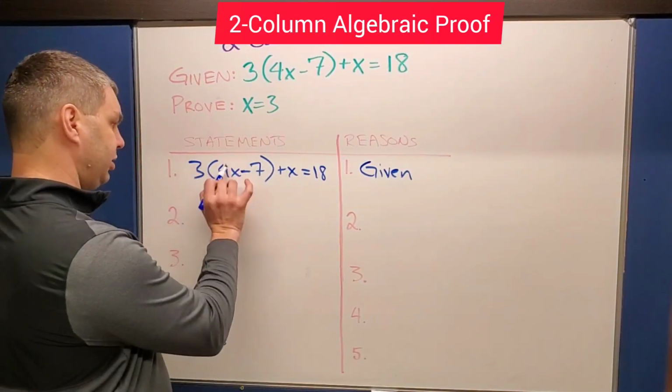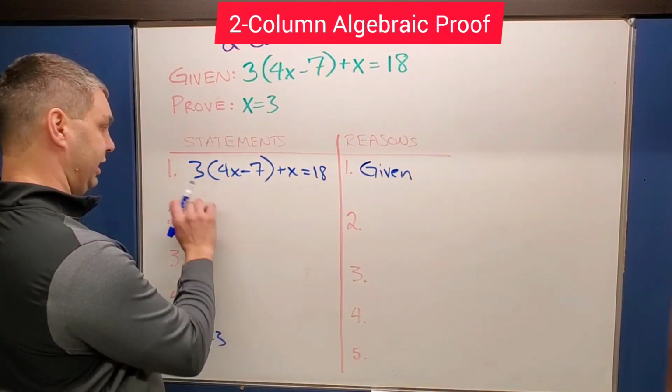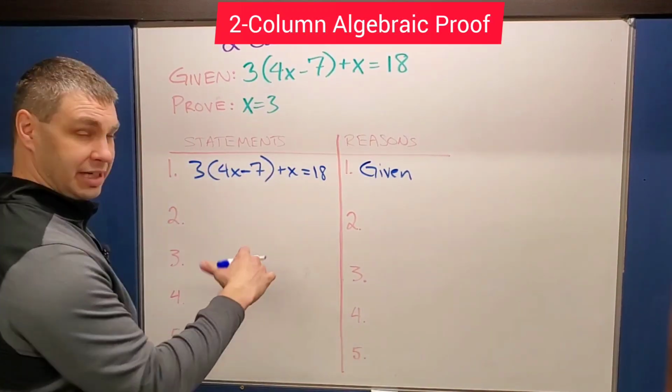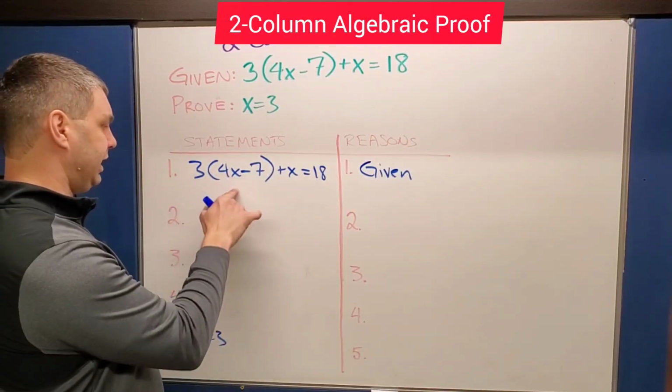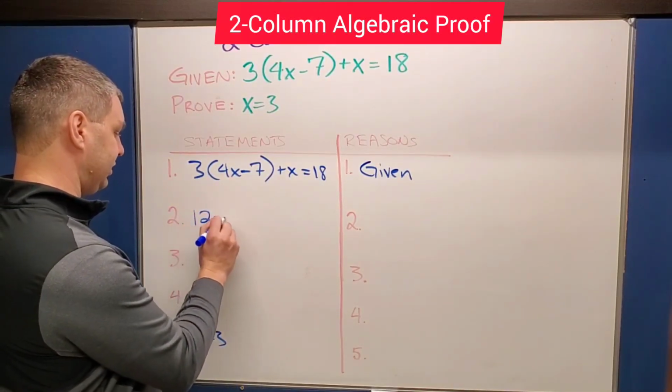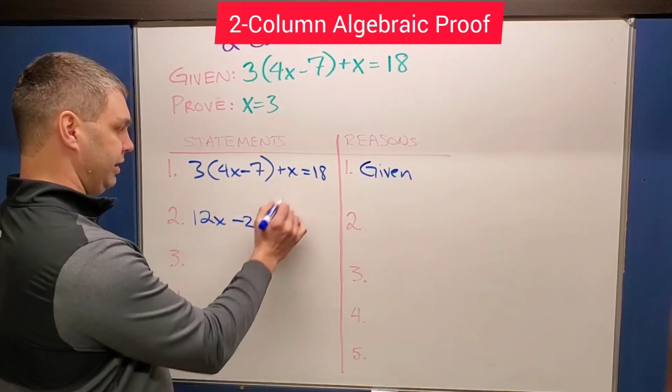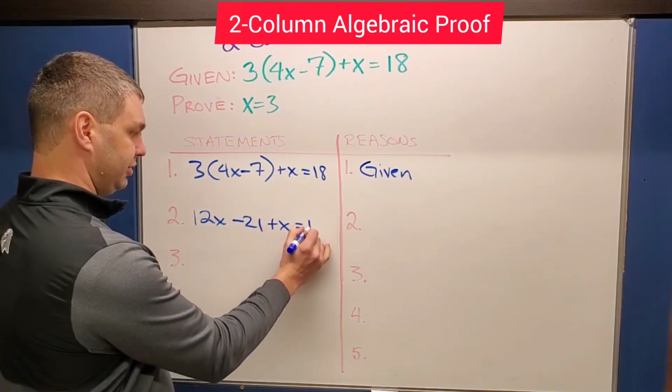Well, you'd probably distribute this 3 in, and when I do that, we're not going to actually show the work here. We're going to write what's left, the result. If I go 3 times 4x, this is going to be 12x. 3 times negative 7 is negative 21. All right, and then I'm going to say plus x equals 18.